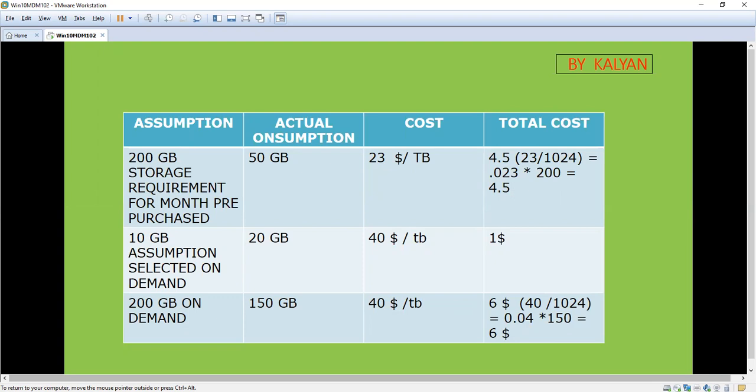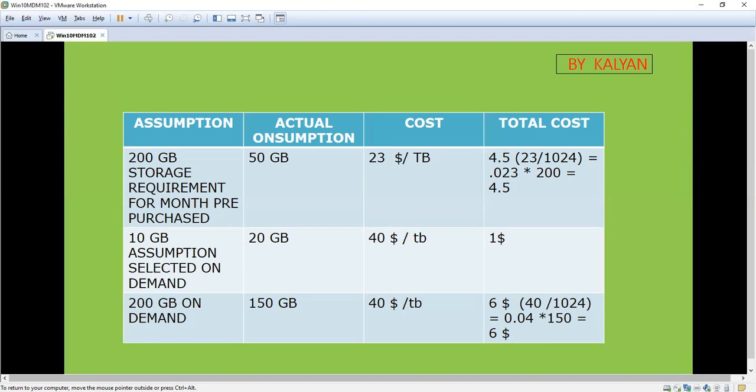So here we have two plans. One is pre-purchase, the other one is on demand. Pre-purchase is similar to the prepaid option we have on our mobile phones. Some companies have prepaid and postpaid. Likewise here, prepaid means we buy a storage space from the Snowflake service provider, and on demand is like postpaid. We pay the whole amount at the month end.